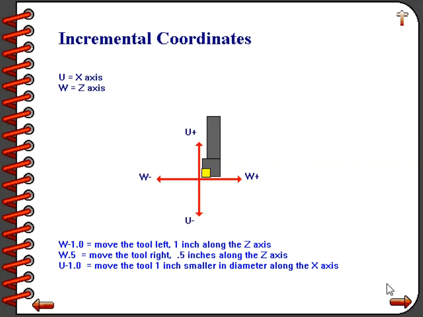The X-axis, regardless of absolute or incremental, is always programmed in diameter. Therefore, if we were to program a command U minus 1.0, the tool would move 1 inch smaller in diameter.